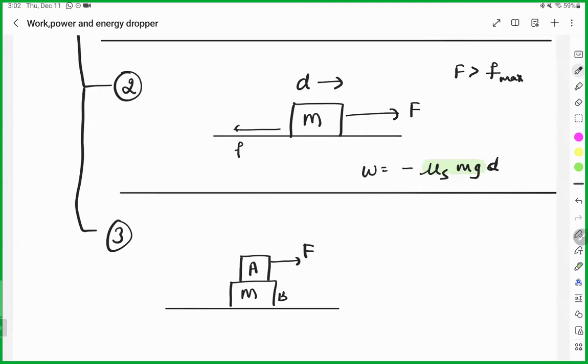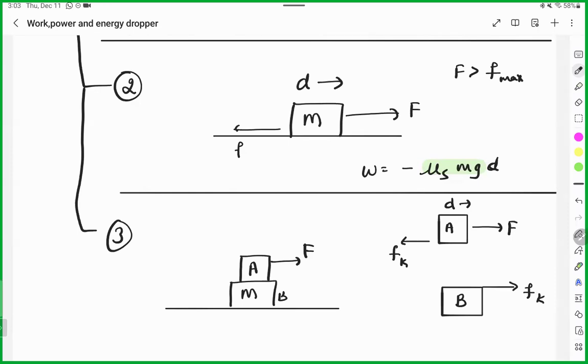Okay. So if you are applying force F on it, what will happen in this situation? You can take a separate diagram. This is A. You are applying external force, and friction will act in the opposite direction. Correct? Here it will be kinetic friction because the body is moving with this displacement. But at the same time, if friction is acting in the backward direction for A, for B, friction will act in the forward direction in the same amount. And here displacement on this side.